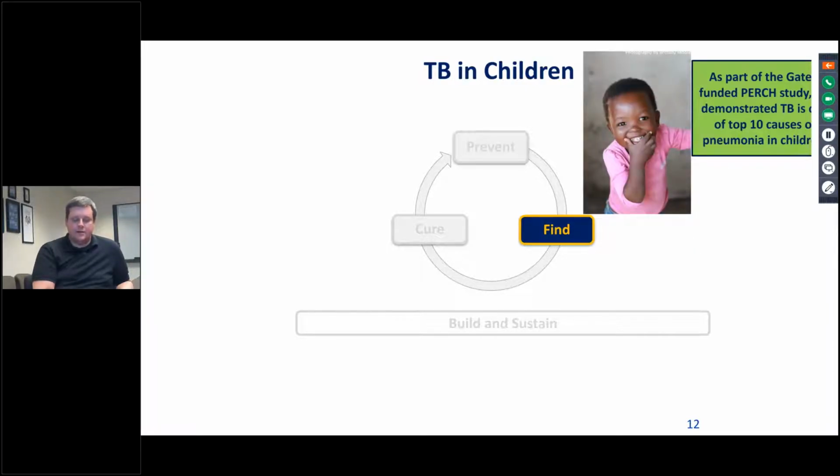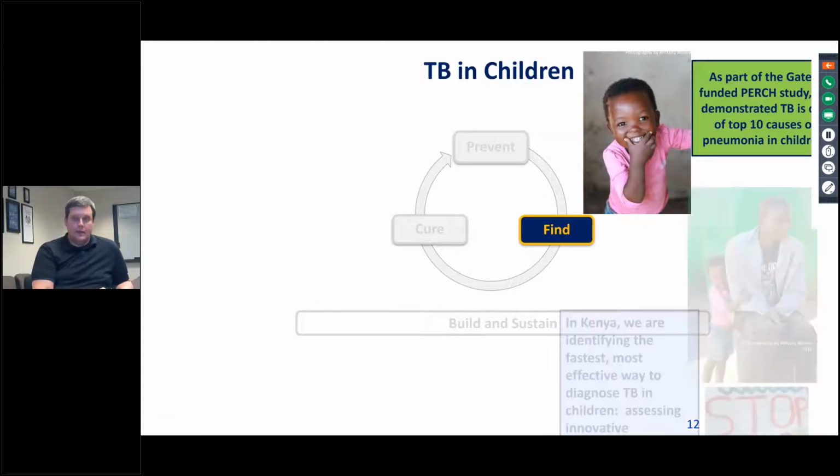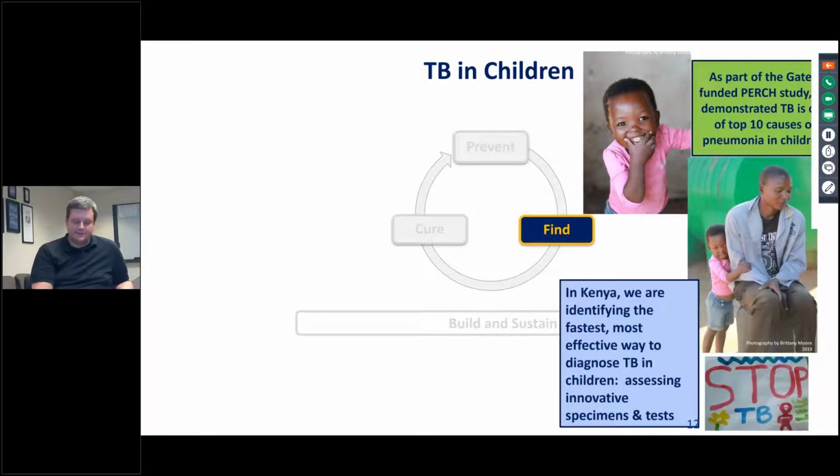To name a few of our activities and accomplishments in preventing, finding, and curing childhood and adolescent TB and TB-HIV co-infection: as part of the Gates-funded Pneumonia Etiology Research for Child Health, or PERCH, study, we demonstrated that TB is one of the top 10 causes of pneumonia in children. In Kenya, we are identifying the fastest, most effective way to diagnose TB in children. We collaborated with multiple partners, including the Kenya Medical Research Institute and Harvard University, to determine and optimize a feasible combination of non-invasive specimens for TB diagnosis in children.